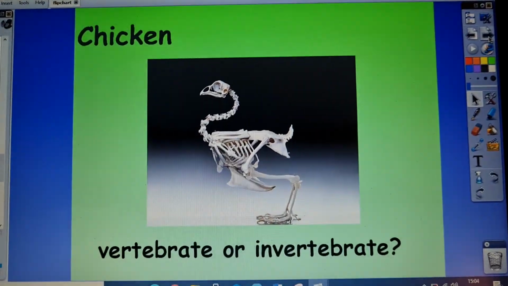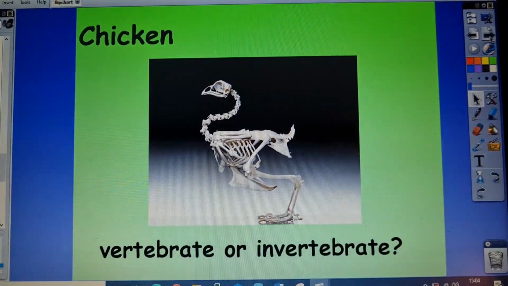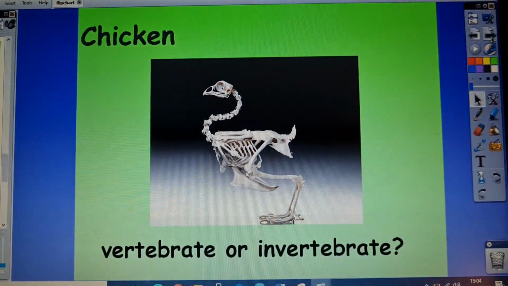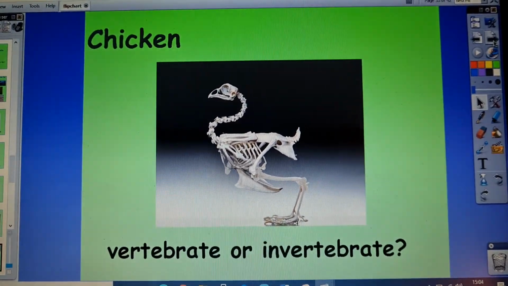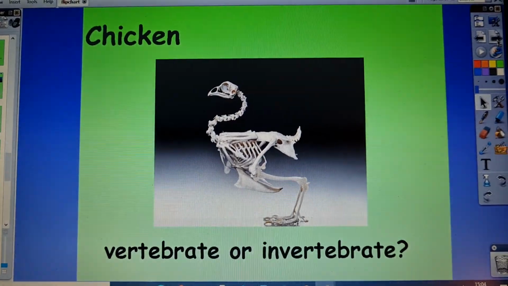Next, we've got a chicken. So is a chicken a vertebrate or an invertebrate? Well done, it's a vertebrate, so it's got a skeleton, and that's what a skeleton of a chicken looks like.